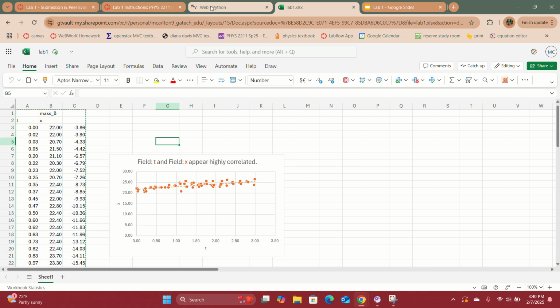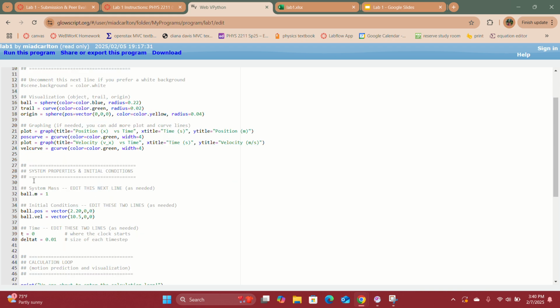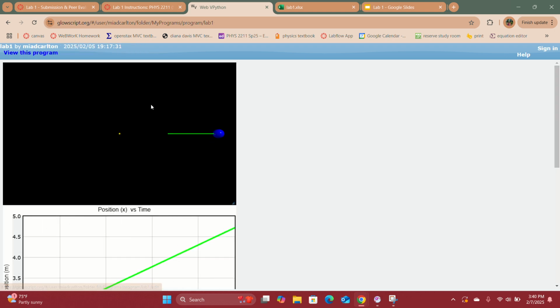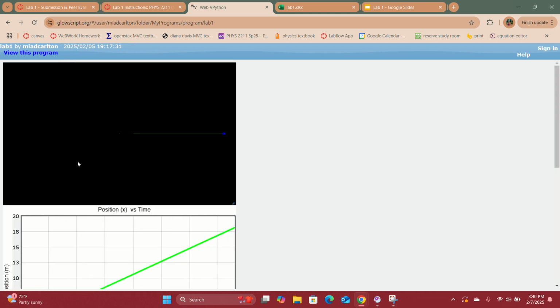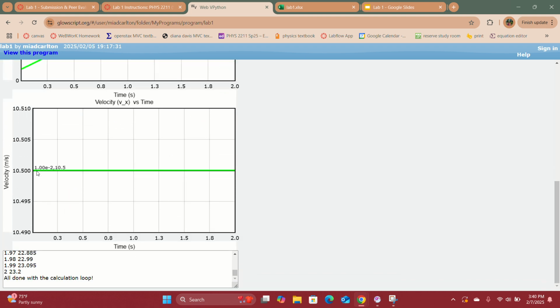And then we created the computational model to predict the motion using GlowScript, where we had this given to us, and then we put in our own data like here. And then when we run this program, we can see that, as expected, velocity would be constant. So the position would be moving and the velocity stays constant here.